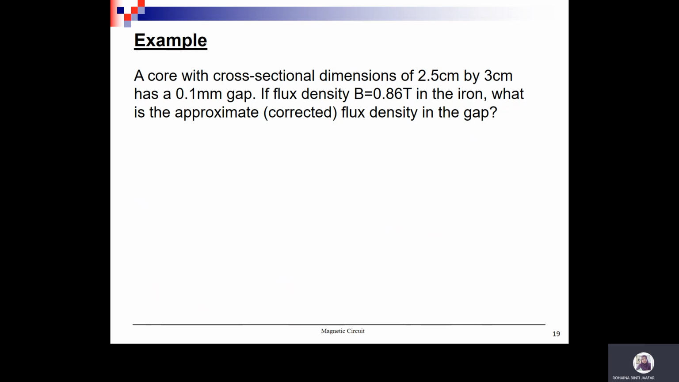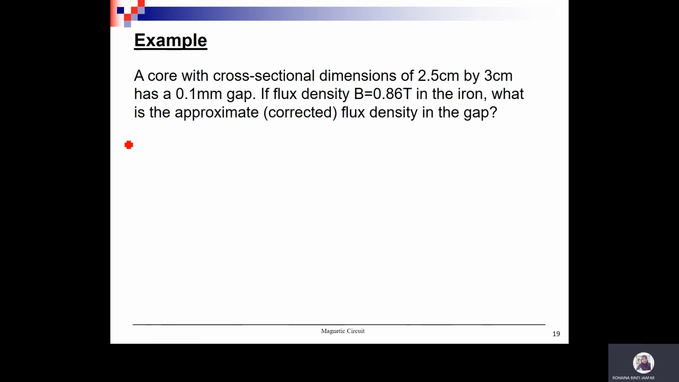Okay, and then this one, you have a core with cross-sectional dimension of 2.5 centimeter by 3 centimeter, and it has an air gap of 0.1 millimeter. So if the flux density B of your iron is 0.86 Tesla, what is the approximate or corrected flux density in the gap? So here you have a magnetic circuit with an air gap.